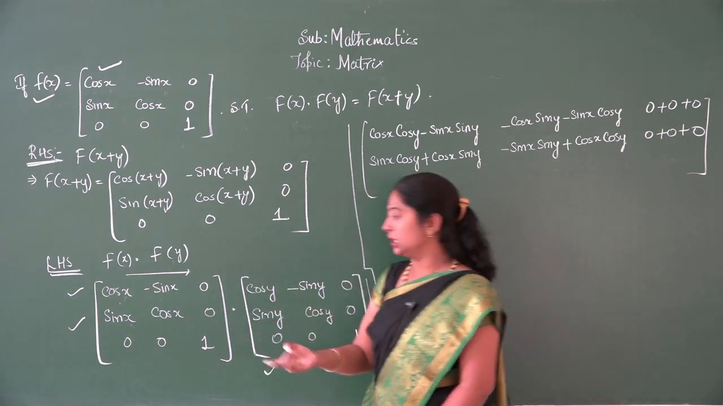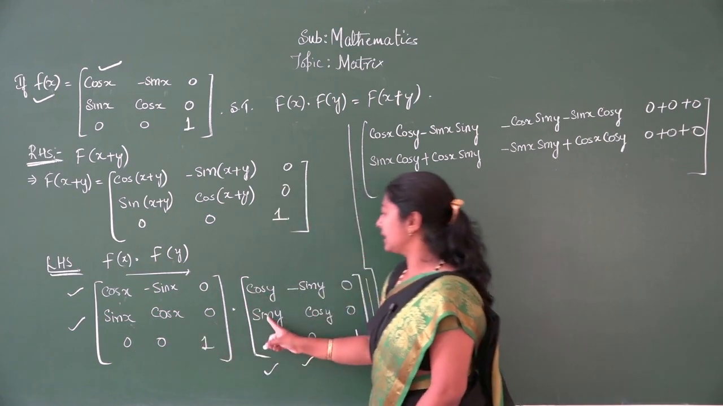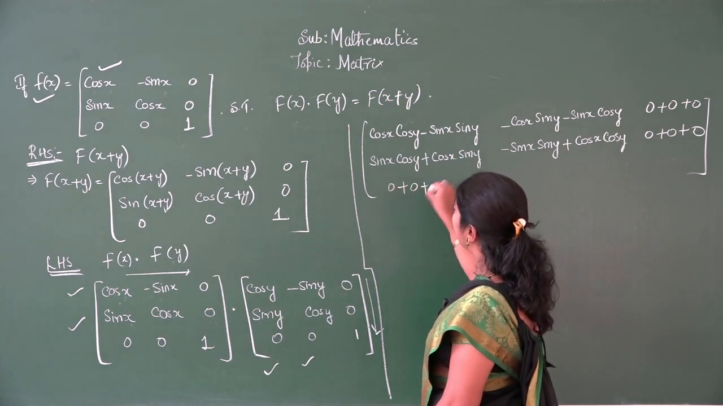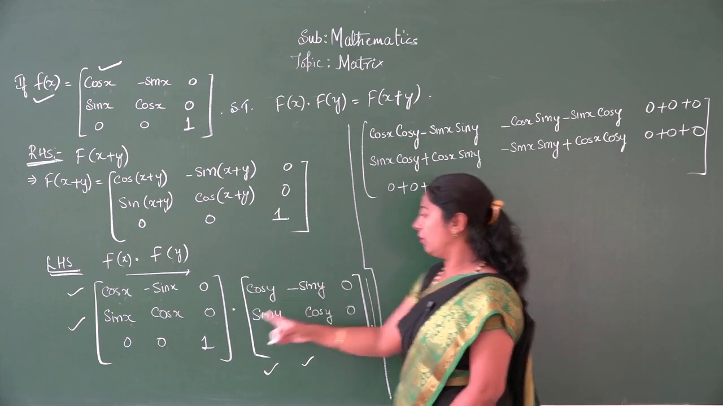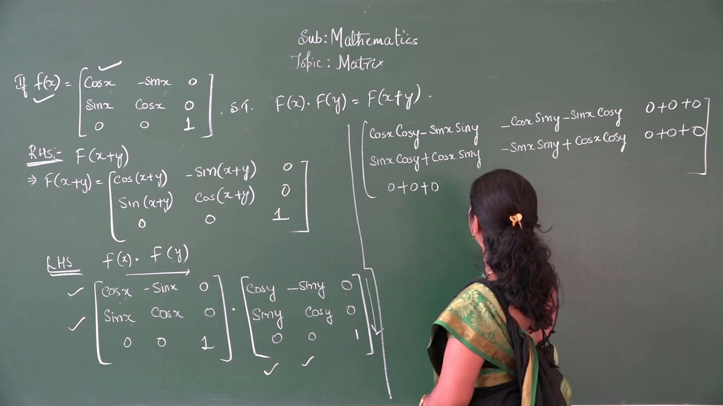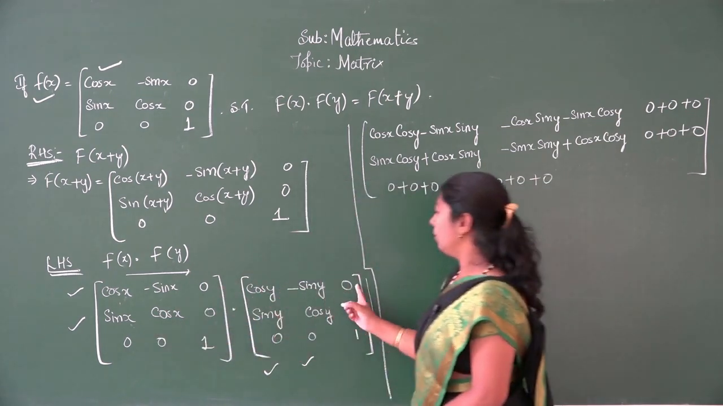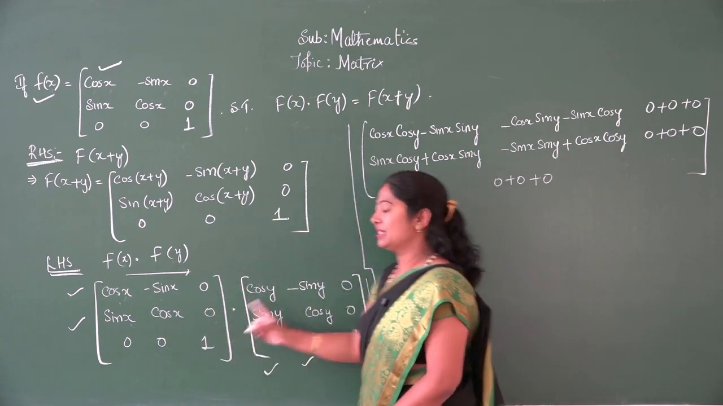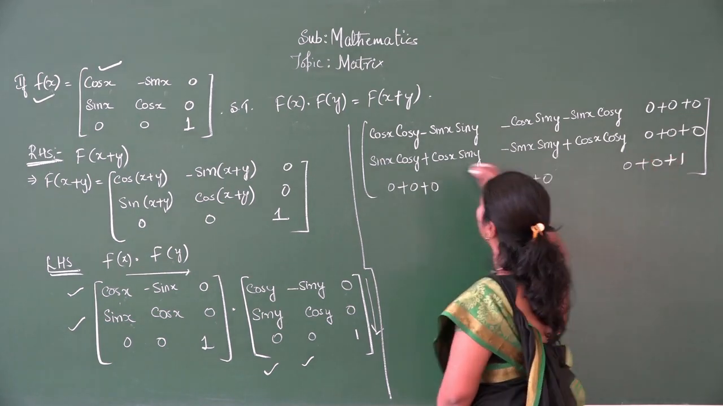Moving on to the third row, 0 into cos y, 0, 0 into sin y, 0, 1 into 0 will be 0 itself. 0 into minus sin y, 0, 0 into cos y, 0, 1 into 0 will be 0 itself. 0 into 0, 0, plus 0 into 0, once again 0, plus 1 into 1 will be 1, that is 0, 0, 1.